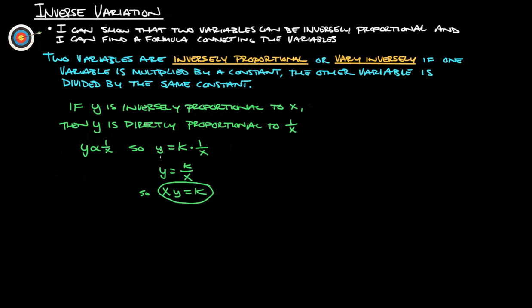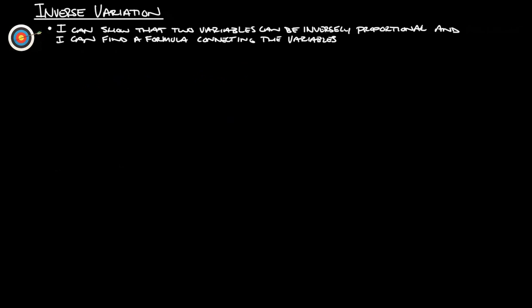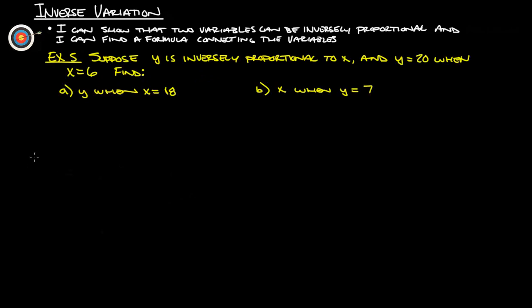So you could write that as y equals k, our constant, times 1 over x, which is k over x. If you multiply both sides by x, we get xy equals k. Now, this is all the idea behind the formula. Here's the quick and easy way to do this.